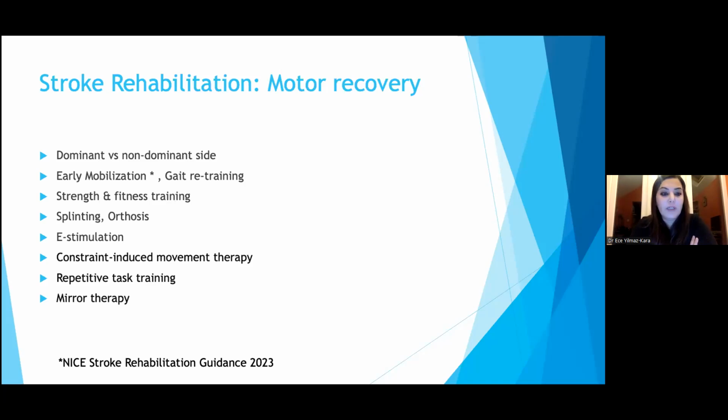Motor recovery therapy would include strength and fitness training, stretching if appropriate, and splinting, orthosis, and electrical stimulation, especially for upper limb and lower limb. And constraint-induced movement therapy, repetitive task training, and mirror therapy. And the latter three, we know that they are evidence-based to promote neuroplasticity. So we often implement those approaches in our motor recovery program.